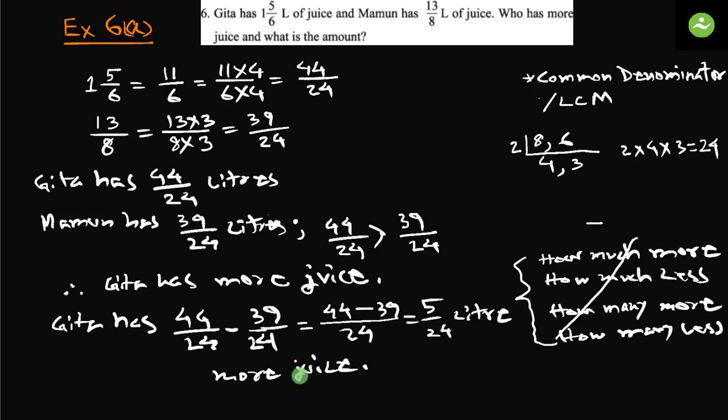This is the answer to the second question. What is the amount? The amount is 5 over 24 liter. Therefore, the answer is Geeta has 5 over 24 liters more juice.